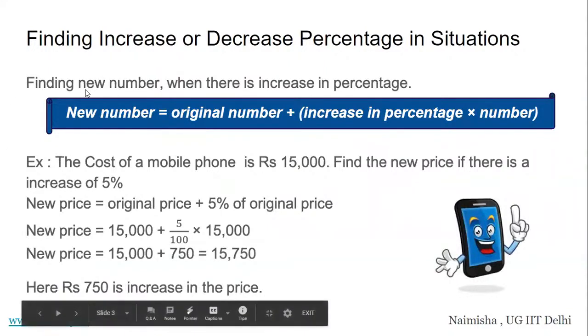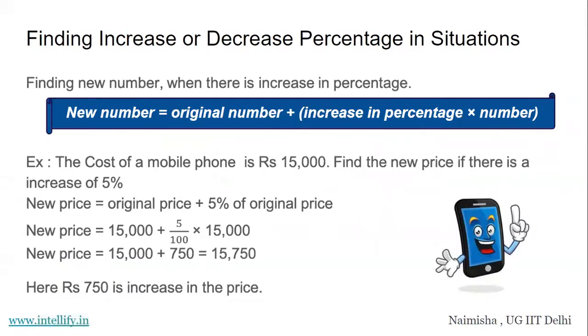Now, finding increase or decrease percentage in different situations. In general, we find a new number using this formula. When the new number has an increase in its percentage, new number is equal to original number plus increase in percentage into the original number.